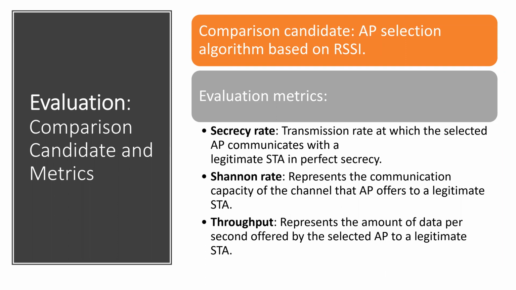The secrecy rate, which is essentially the transmission rate at which the selected access point communicates with legitimate stations. The channel rate, which is the capacity of the channel offered by the access point to legitimate stations. And the throughput.